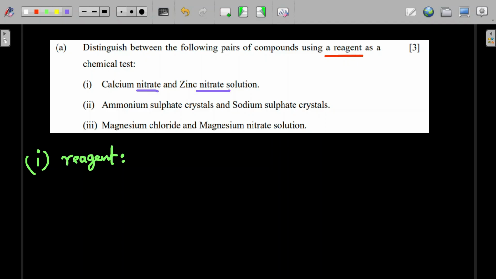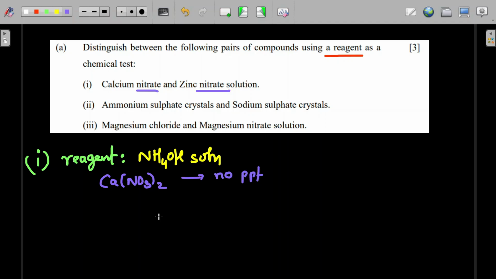Now we have to take either sodium hydroxide solution, because we are testing cations, or ammonium hydroxide solution. You can take ammonium hydroxide, that will become very easy, but you can also take sodium hydroxide, not a problem, but you should know what happens. So when you take ammonium hydroxide with calcium nitrate, what will you write? Calcium nitrate with ammonium hydroxide solution, no precipitate. And zinc nitrate with ammonium hydroxide solution forms white PPT. That's it.